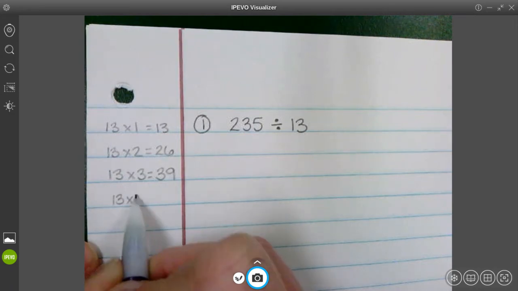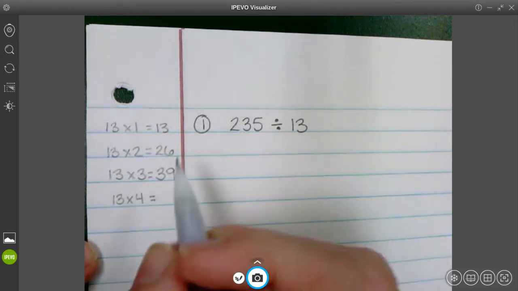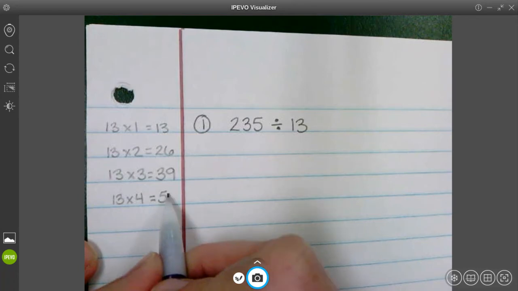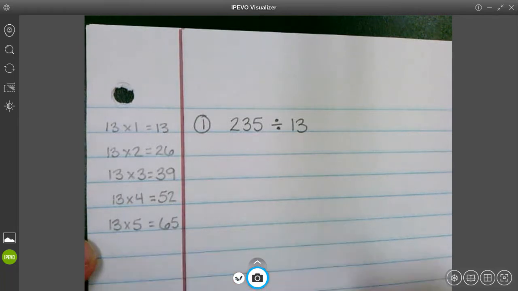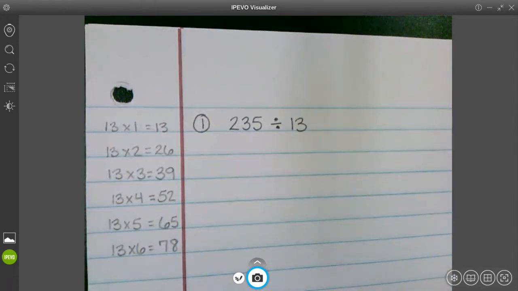We got 52, 65. And let's go to 13 times 6. That may be far enough. That may be too far, or we might have to come back and do a little bit more.